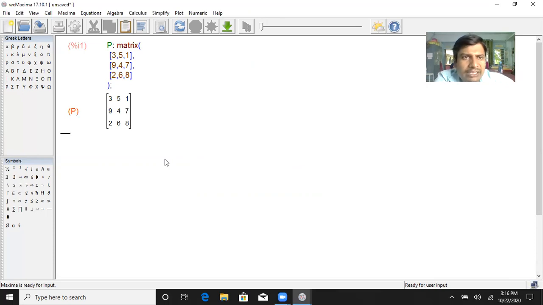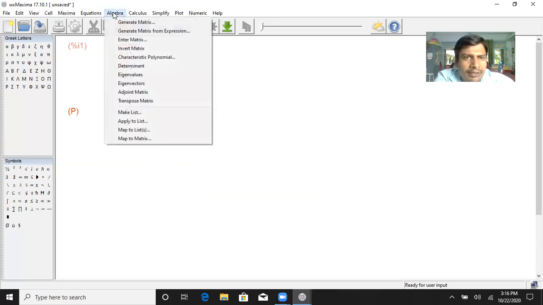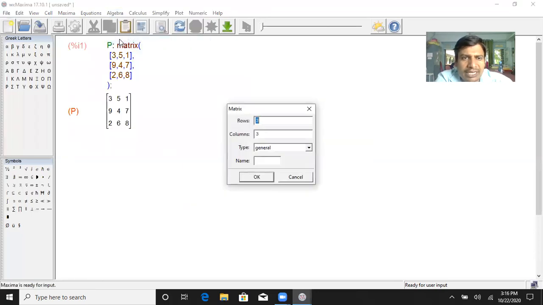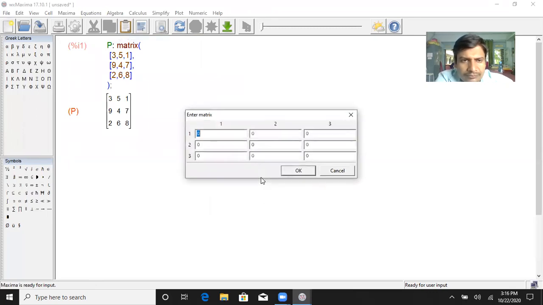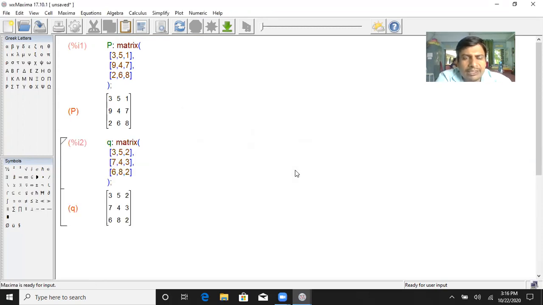Next go to Algebra, then Enter a Matrix, then the next one, Q, with 3 rows and 3 columns. This is the Q matrix. I will enter 3, 5, 2, 7, 4, 3, 6, 8, 2. Then press the OK button. That is the Q matrix. P is there, then Q is there, both 3 rows and 3 columns.